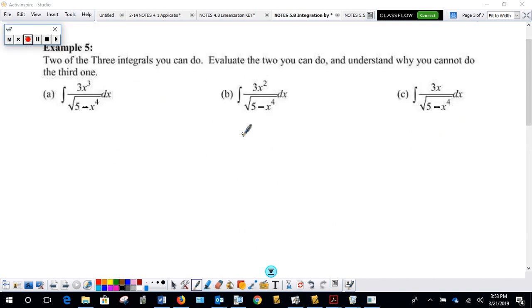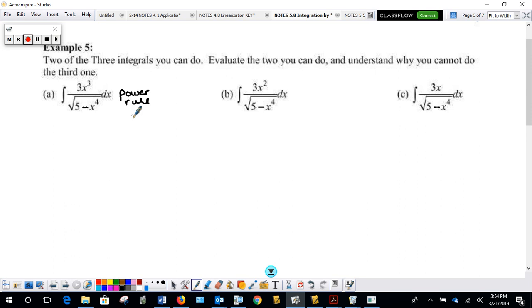All right, looking at example 5. 2 of these you can do and one of them you cannot do. So this is kind of recognizing what you have. All right, taking a look at this first one. Inside here, I've got an x to the 4th. Outside here, I've got an x cubed, and I've got the square root over it. This one is going to be a power rule, and we can do that one.